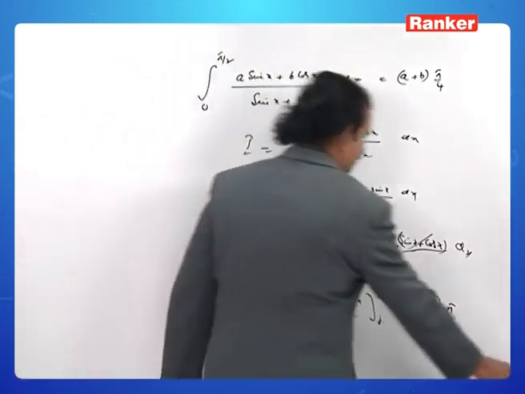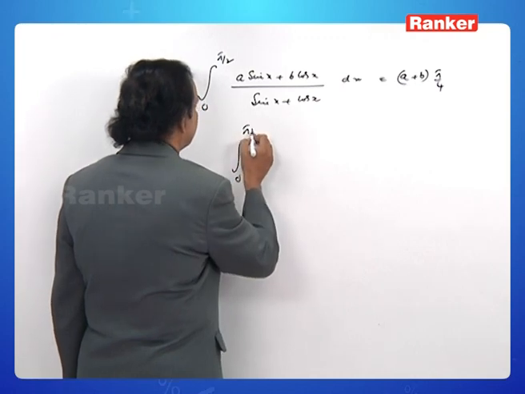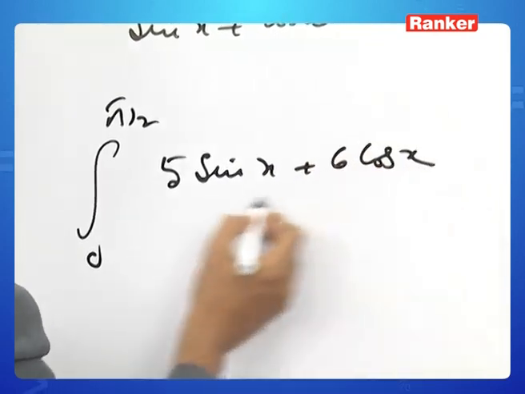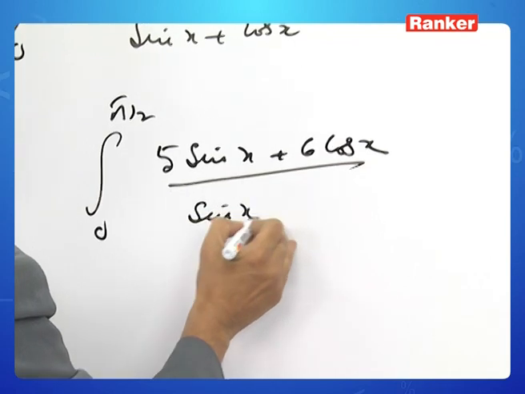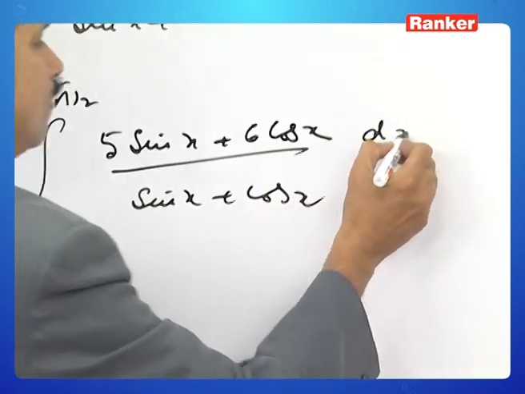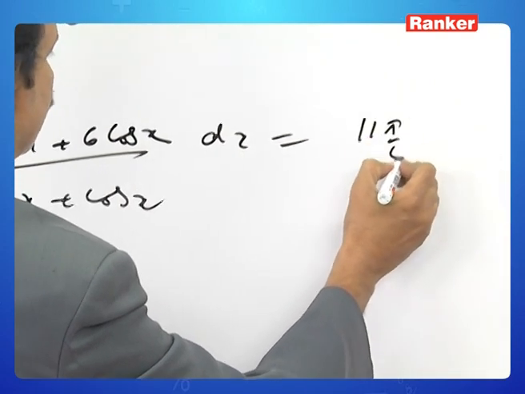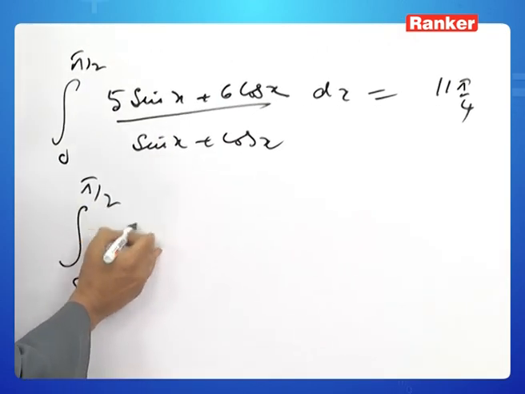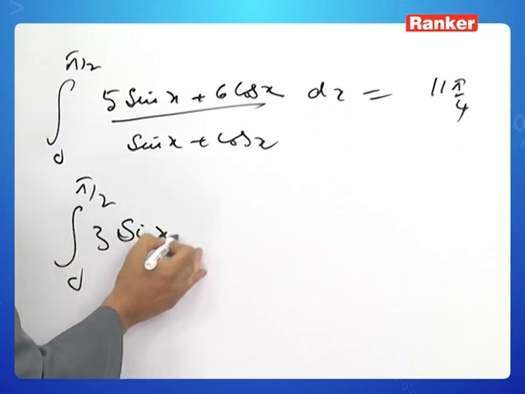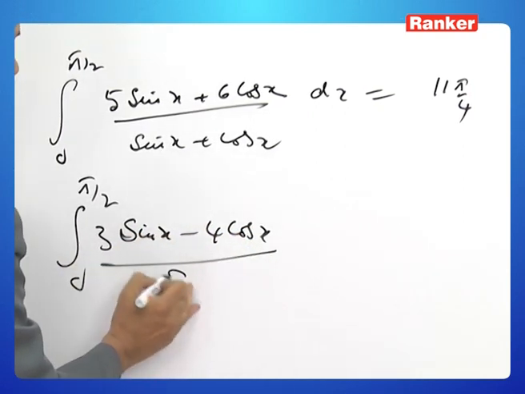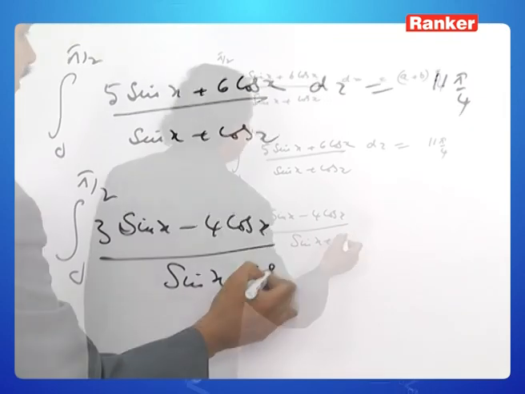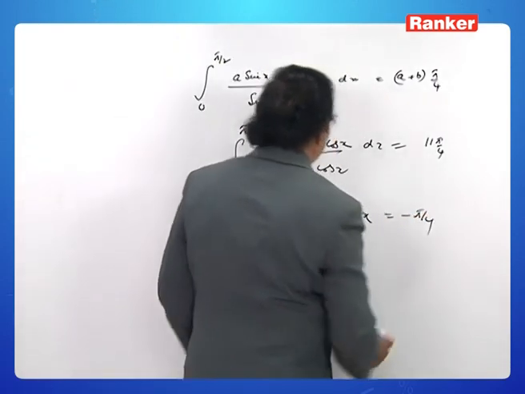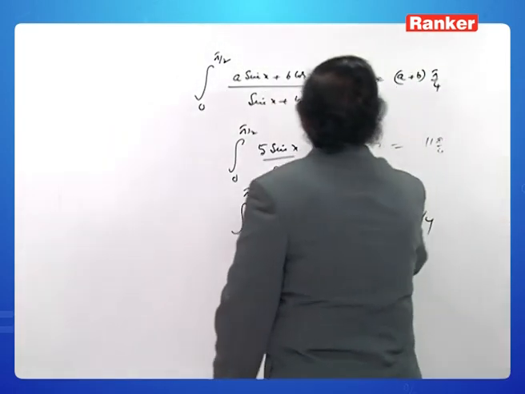The formula is correct. Therefore, integral 0 to pi by 2, 5 sin x plus 6 cos x by sin x plus cos x is a plus b, 11 pi by 4. Integral 0 to pi by 2, 3 sin x minus 4 cos x by sin x plus cos x. In the place of a and b, we have 3 and minus 4, hence it is minus pi by 4. Like that, you can make use of this simple formula.